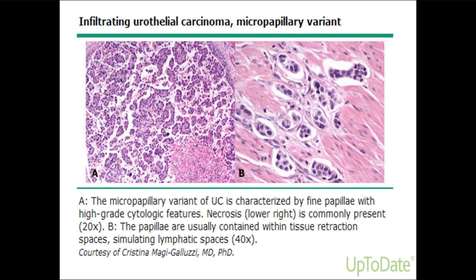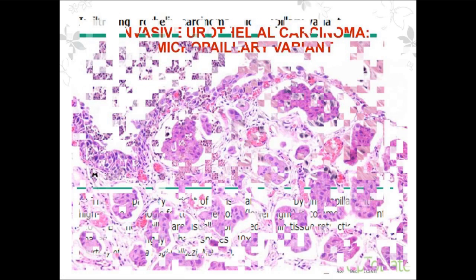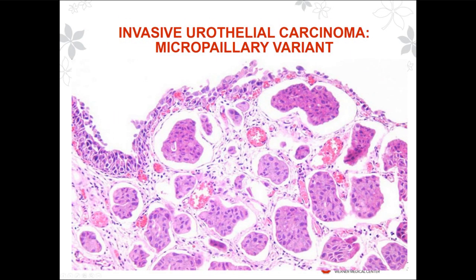So some of the variants that we commonly see include the micropapillary variant, in which you have fine papillae, very high-grade cytological features. There's oftentimes necrosis. The key thing to notice is that you have a traction artifact with these tumors, which simulates lymphatic spaces. So it looks like this is lymphovascular invasion. Most residents who preview this case for me call this lymphovascular invasion, but it may not be. So this is an example of a micropapillary variant of urothelial carcinoma.